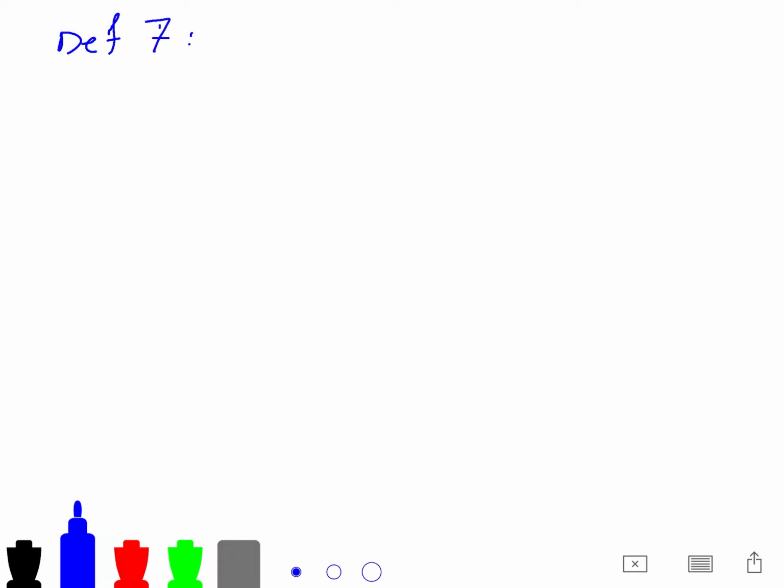Definition 7 says that a k-hierarchically well-separated tree is defined as a rooted weighted tree with the following properties. First, the edge weight from a node to each of its children is the same. All of these nodes have the same weight.